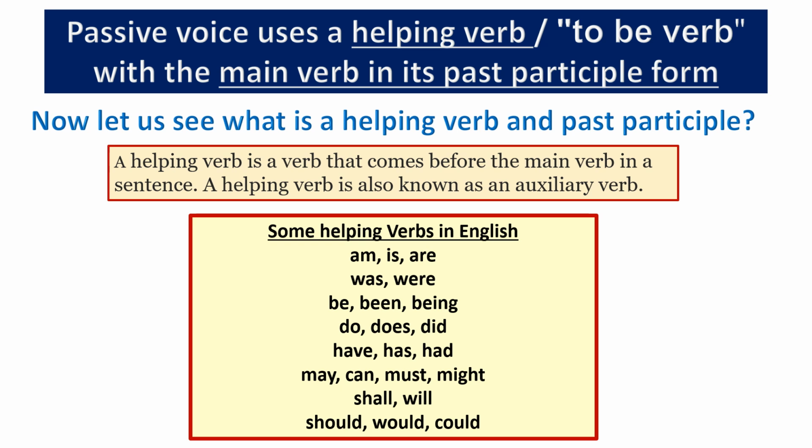Now, let us see what is a helping verb and past participle. A helping verb is a verb that comes before the main verb in a sentence. A helping verb is also known as an auxiliary verb. Some helping verbs in English are am, is, are, was, were, be, been, being, do, does, did, have, has, had, may, can, must, might, shall, will, should, would, could.